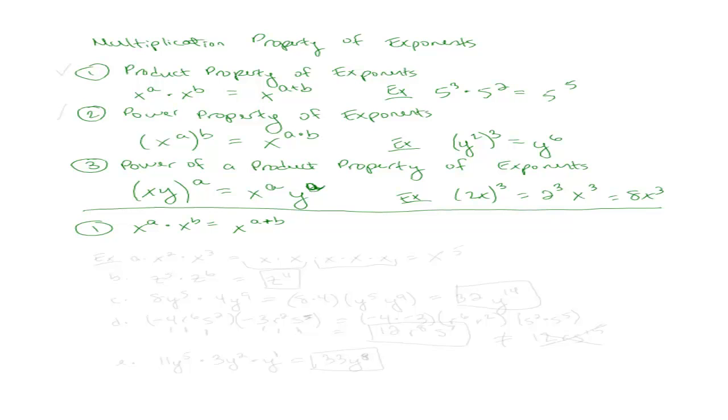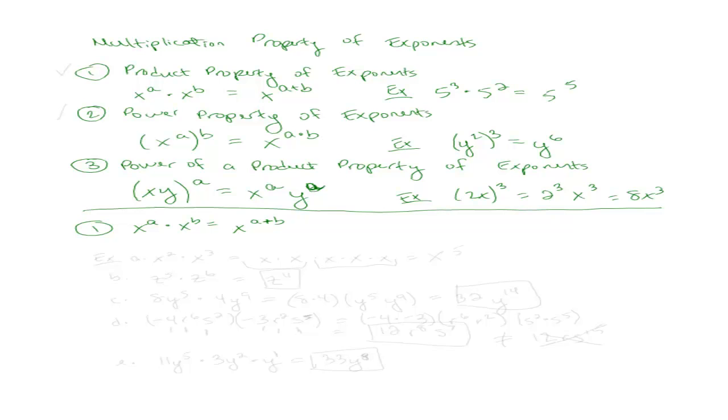Wait, I have a question. How does that equal 8x cubed? 2 cubed is 8. Do you get how we get to this step? Yeah. Okay. 2 cubed is 8, and x cubed is just x cubed. 2 cubed is 2 times 2 times 2, which is 8. Right. Was that it? Okay.